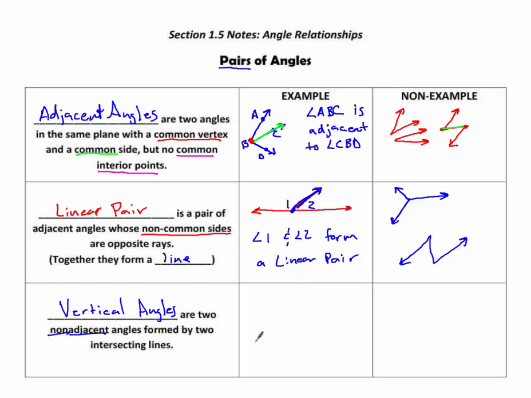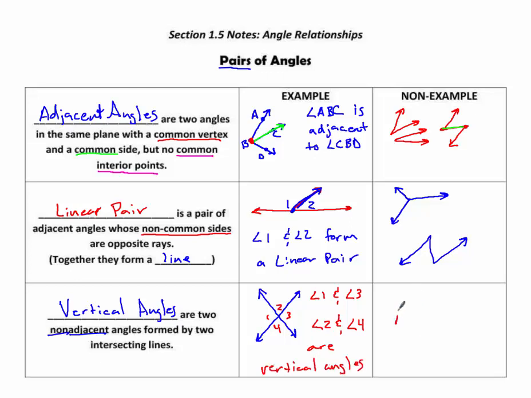So this is the easiest kind to draw because you just draw one line and then you draw another line intersecting it. And now we have 1, 2, 3, 4 angles just by intersecting these two lines. And it says two non-adjacent angles that are formed by two intersecting lines. So non-adjacent would be angle 1 and angle 3, and also angle 2 and angle 4. And these are vertical angles.